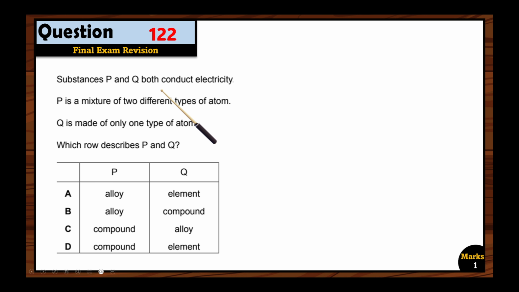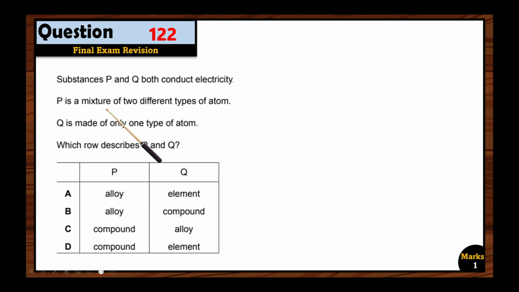So now if you see here, just ignore P and look only at Q. Q is made of only one type of atom and it can conduct electricity. What does it mean? It means it can be graphite, right? Or it can be what? It can be an element, so it can be a metal. Metal is also an element, and graphite is also an element, right? So it means Q is an element, right? So can you see Q as an element? Yes, option A or B can be right.